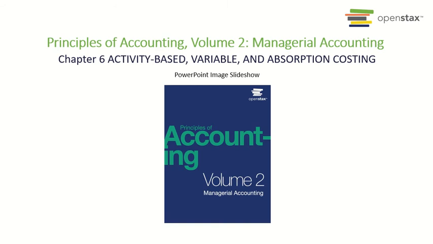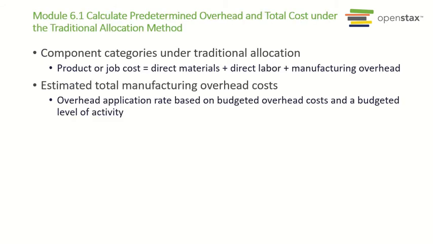Let's go over chapter 6 today. So under traditional allocation, product cost is equal to direct material plus direct labor plus manufacturing overhead. Estimated total manufacturing overhead cost is the overhead application rate based on budgeted overhead cost and the budgeted level of activity.